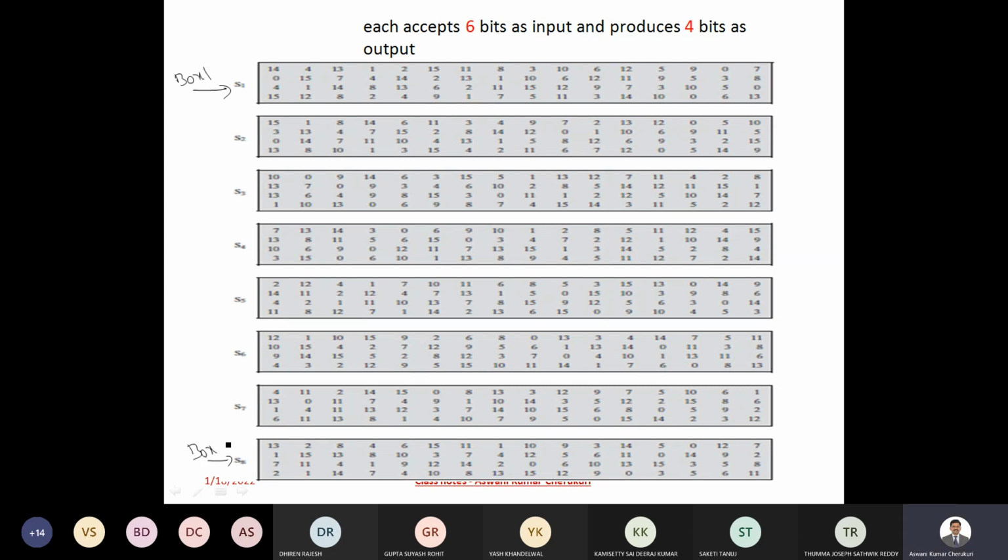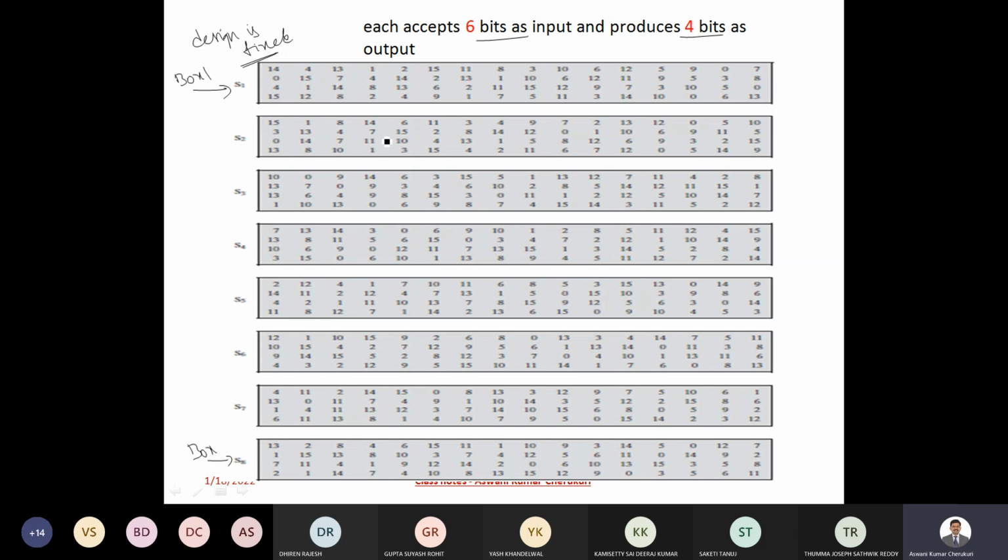Okay. And remember, these designs are fixed, and how they got fixed is after a thorough research. So the design is fixed. You cannot change it. And since the design is fixed and open, not only the encryptor but also the attacker knows the entire structure. So each box takes 6 bits as input and produces 4 bits as output.